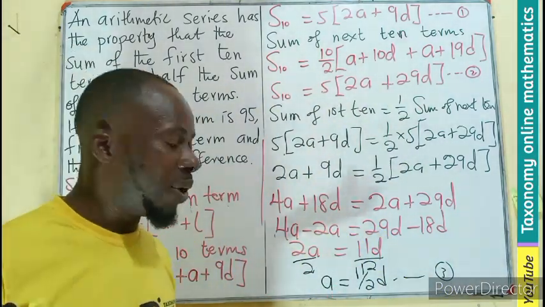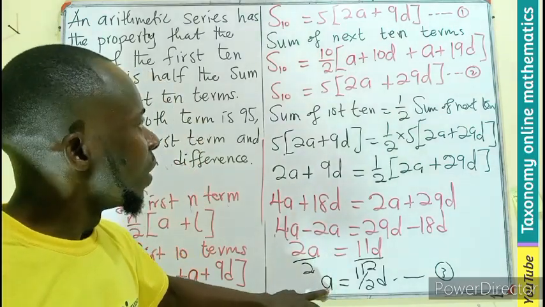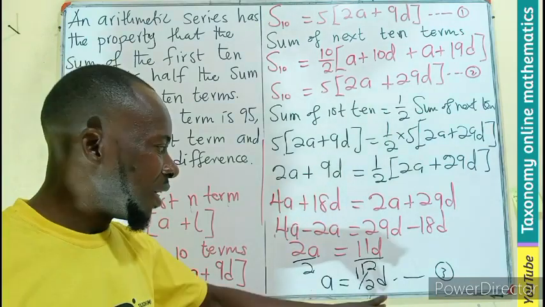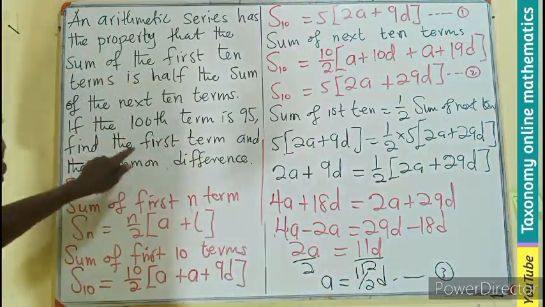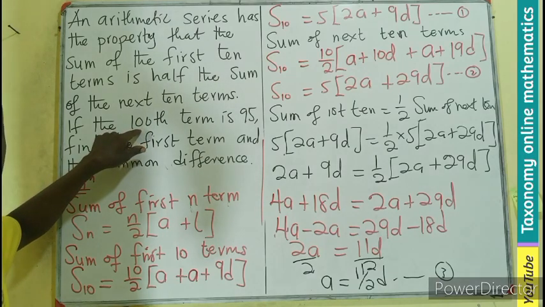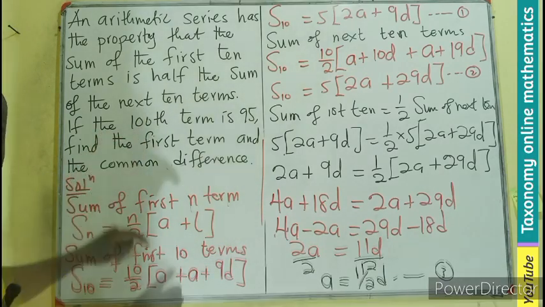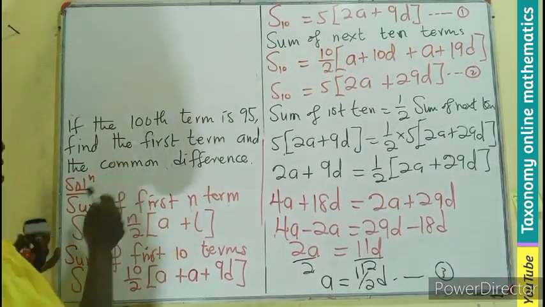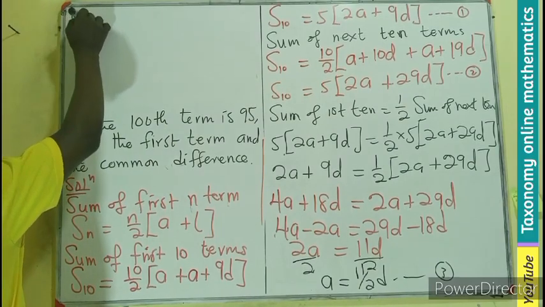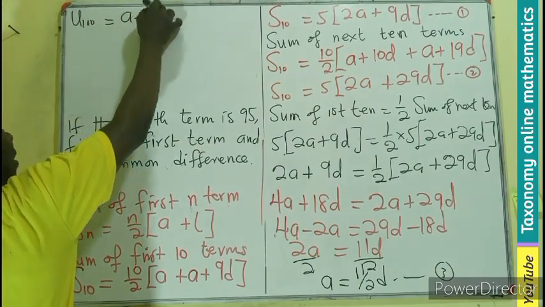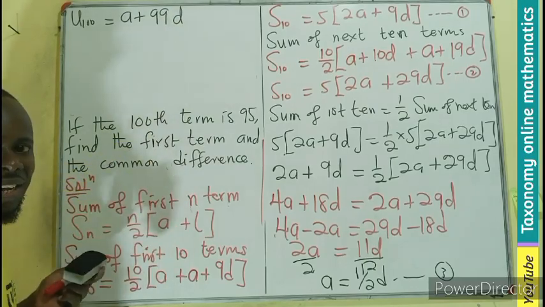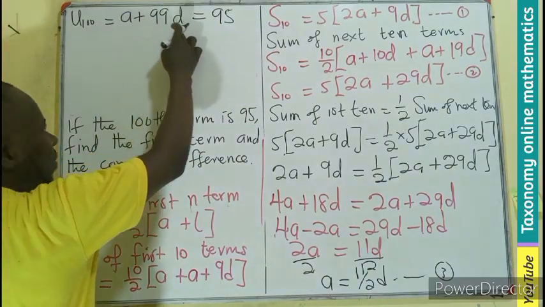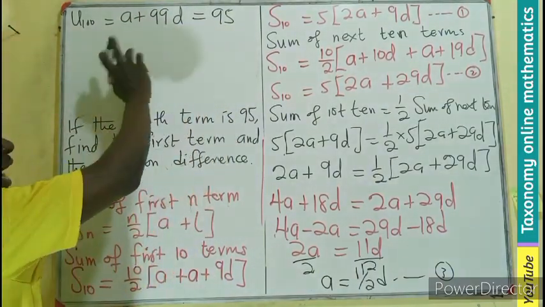We can't do anything else. The only thing we can do is to put this into either equation 1 or equation 2. But no need. You will still have d in that expression. So let's focus on the last statement given to us. We are going to make use of the last statement. The last statement says that the 100th term, u100, will be a plus 99d. If this term is equal to 95.